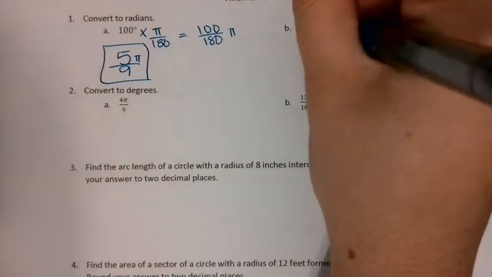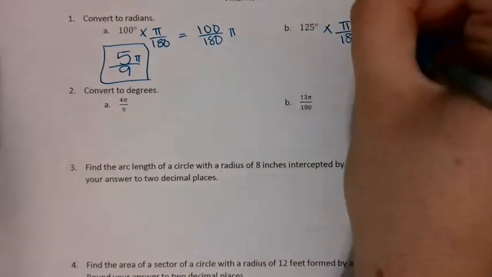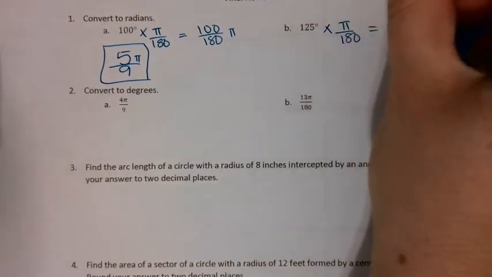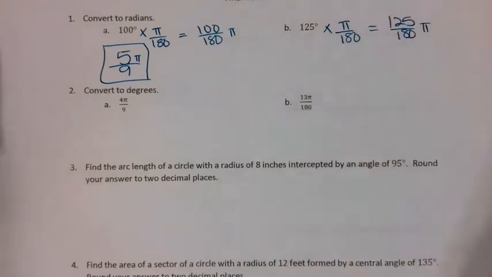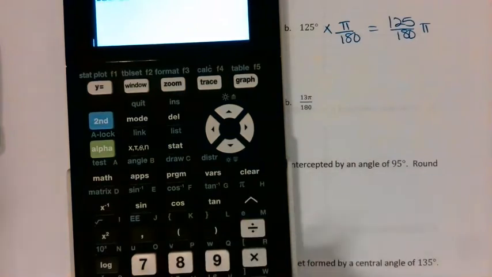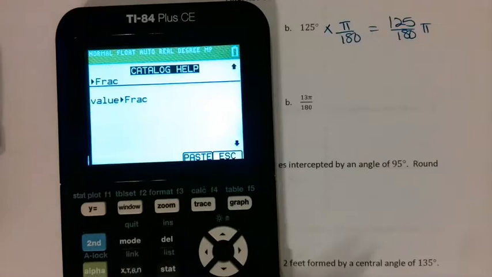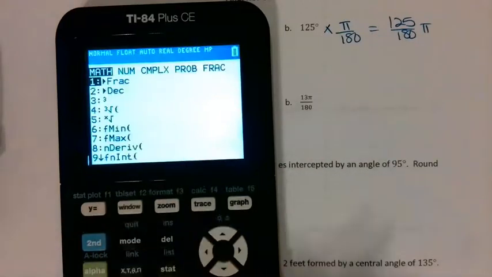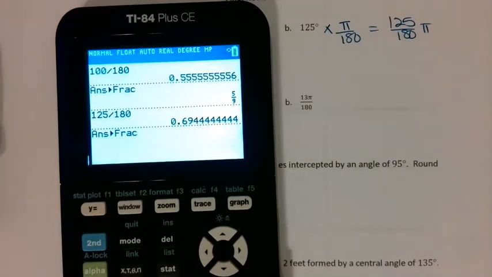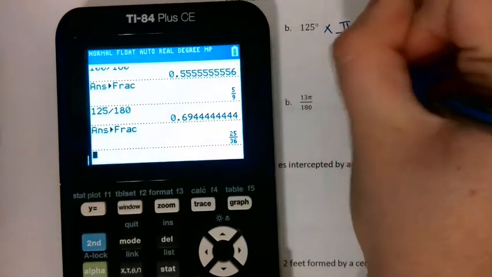Same thing for b. I'm going to multiply by pi over 180. And I get 125 over 180 pi. I want to simplify my fraction on the calculator. Go math. Oops, nope. Math. Fraction. And it gives me 25 over 36 pi.